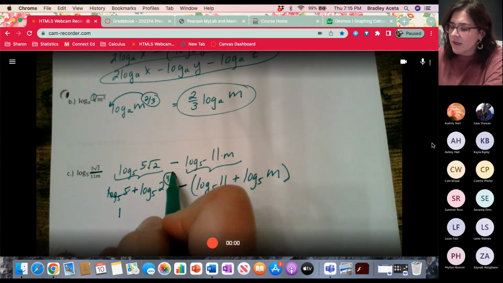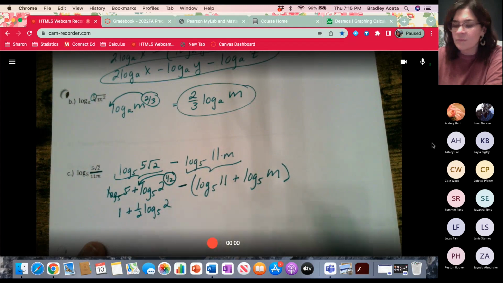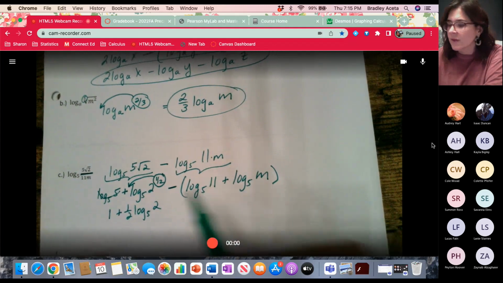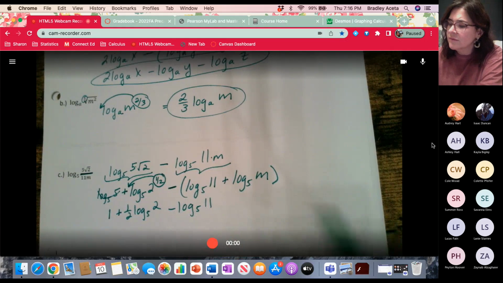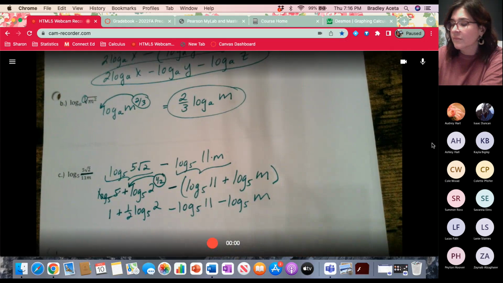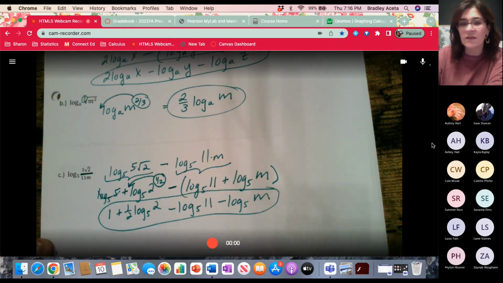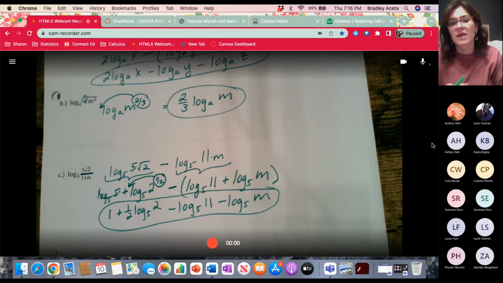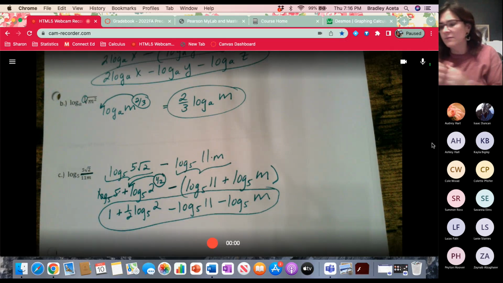This one has a 1/2 in the power, so I'm going to bring that to the front. So plus 1/2 log base 5 of 2. This minus, I'm going to distribute it, log base 5 of 11. And this minus, I'm going to distribute it, log base 5 of m. And really, there's nothing more you can do here. If this was like a 25, you might be able to simplify it more, but this is not. It's just going to be like that. So this is how you expand. You just write log minus log plus, and you expand and expand and expand.